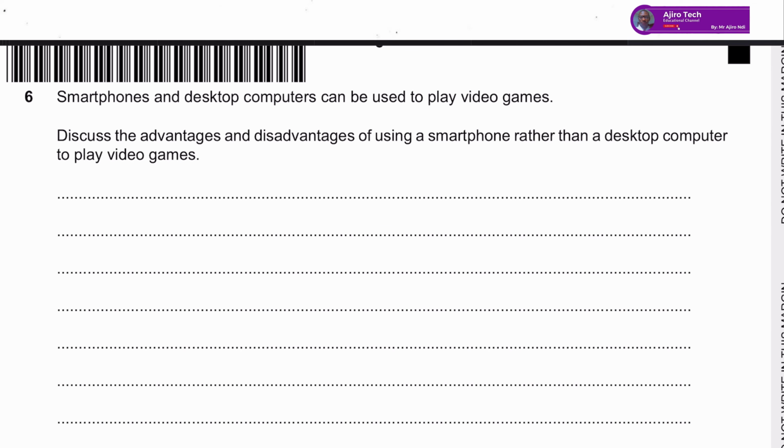Smartphones and desktop computers can be used to play video games. Discuss the advantage and disadvantage of using a smartphone rather than a desktop computer to play video games. So you see this in chapter 1, types and components of computer system.